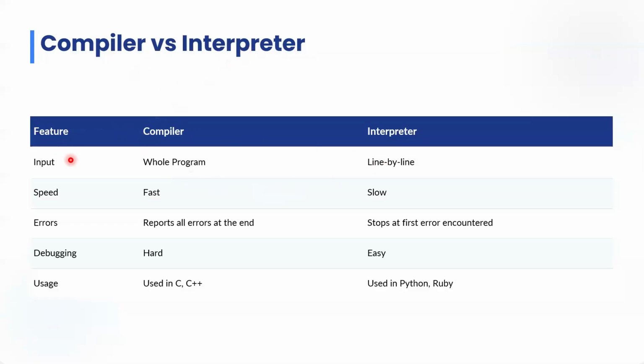As I told, the whole code is run at once in the compiler, and when we are talking about the interpreter, it runs the code line by line. The compiler has a high execution speed and the interpreter has a very slow execution speed. Errors, as I told, the compiler reports all errors at the end, and the interpreter stops at the first error encountered. When we are talking about debugging, it can be hard with a compiler and easy with an interpreter. As for usage, the languages that use a compiler are C and C++, whereas the languages that use an interpreter in the backend are Python and Ruby.